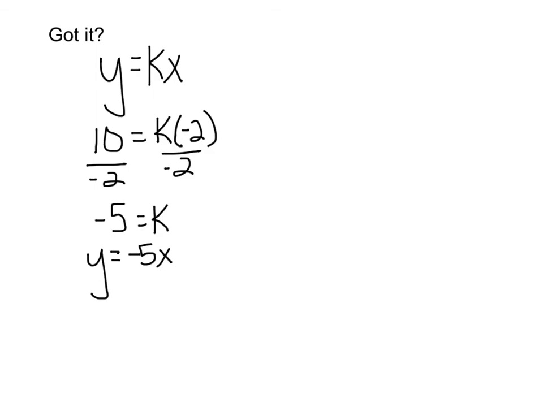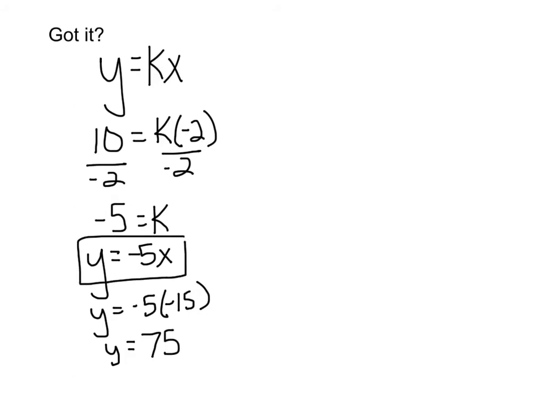Now, it says what is the value of y when x is negative 15? So plug in negative 15 for x. So what is negative 5 times negative 15? It'd be 75. So my answer number 1 is this. My answer number 2 is this. I want you to try number 3 right now. See if you get it right.